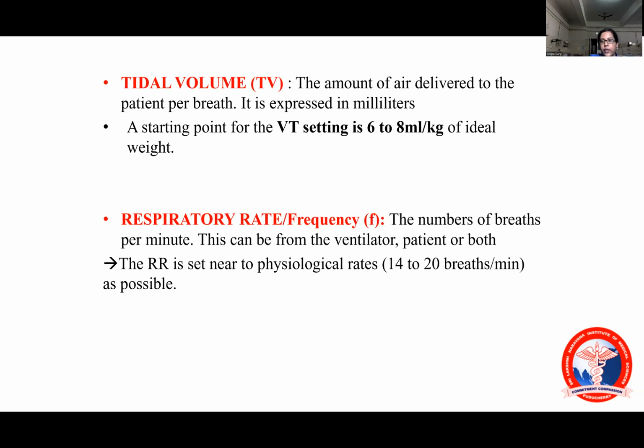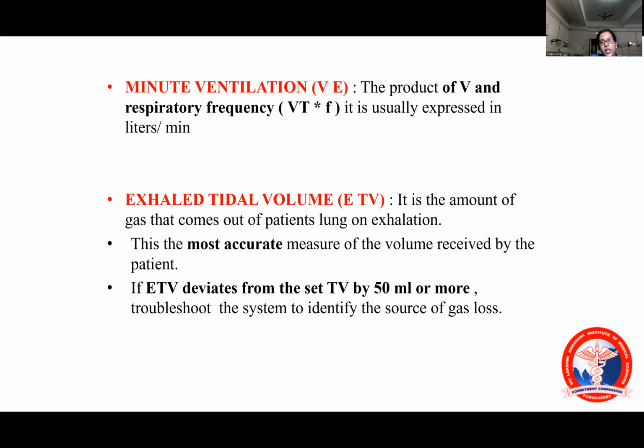Then coming to tidal volume. It is described as the amount of air delivered to the patient per breath, and we express it in milliliters. In a tidal volume setting, we start with 6 to 8 ml per kg of ideal body weight. Ideal body weight takes into consideration the patient's gender and height as well. Then we have the respiratory rate. We usually set it near physiological rates of 14 to 20 breaths per minute to maintain normocapnia.